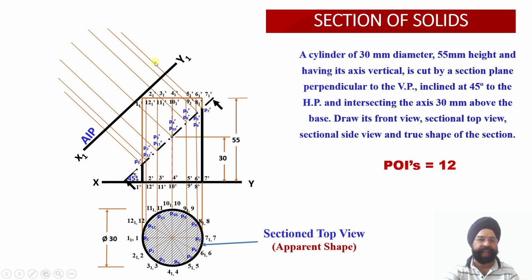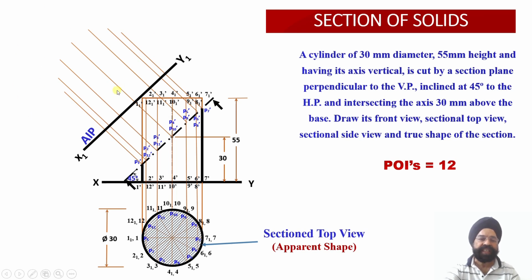Point 7 will be lying on this. Similarly, 5 and 9, this projector is corresponding to P5 dash and P9 dash. So points 5 and 9 will be appearing over here. Similarly, 4 and 10 will be appearing over here. Similarly, 3 and 11 will be appearing on this projector line. And 2 and 12 will be appearing here, and first point will be appearing here. So let us work out the projections of all these points of intersection in this auxiliary plan.